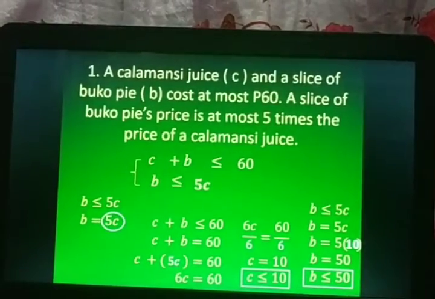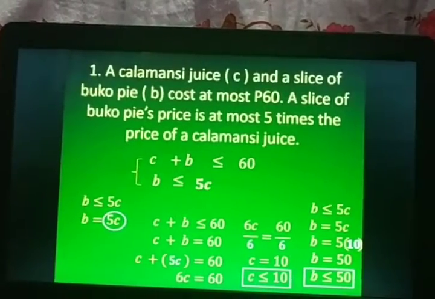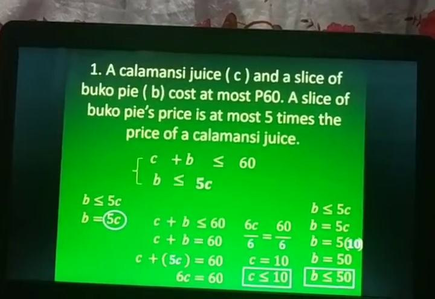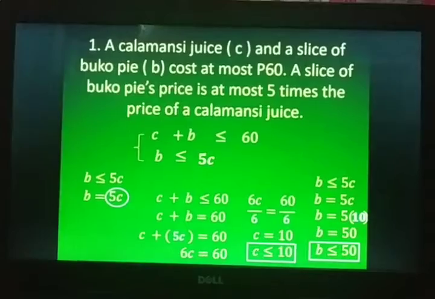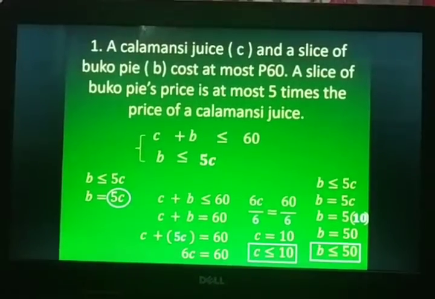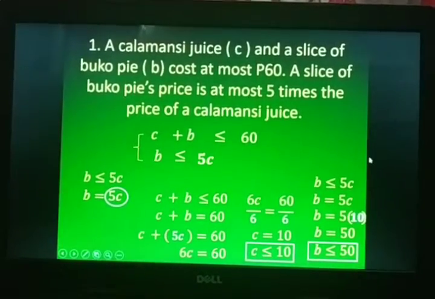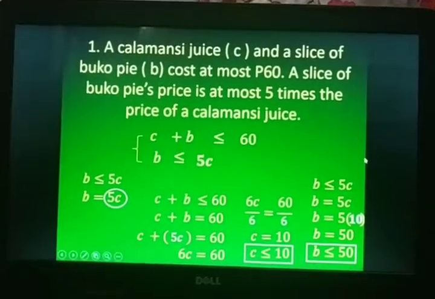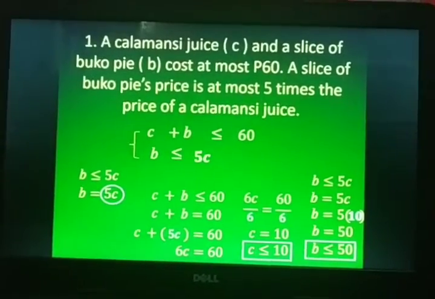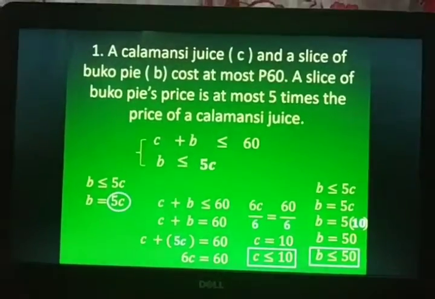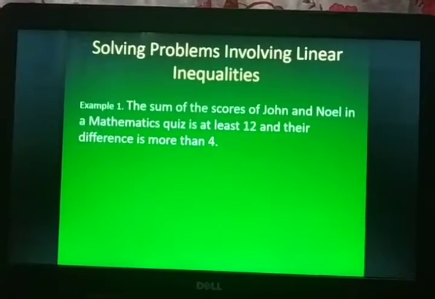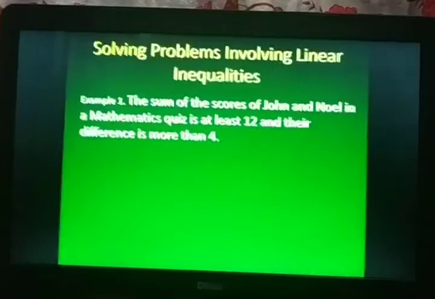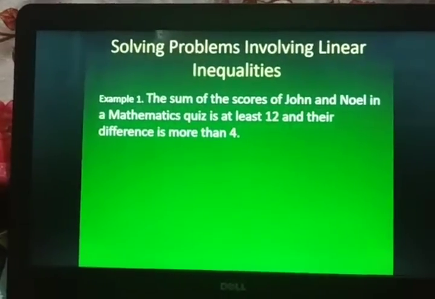Amo na siya kinalain sa equation kag linear inequality. Sa linear equation, isa lang gid ka value para kay x kag sa y. Sa linear inequality, damo pwede maging values. Okay. So, class, let's try example number 1.